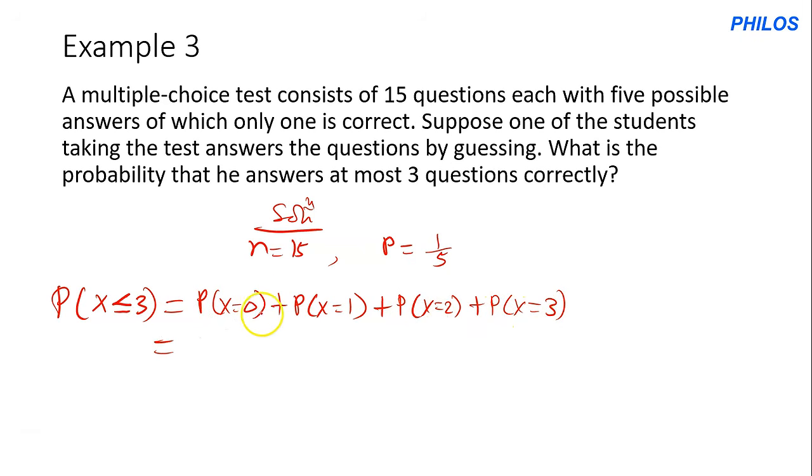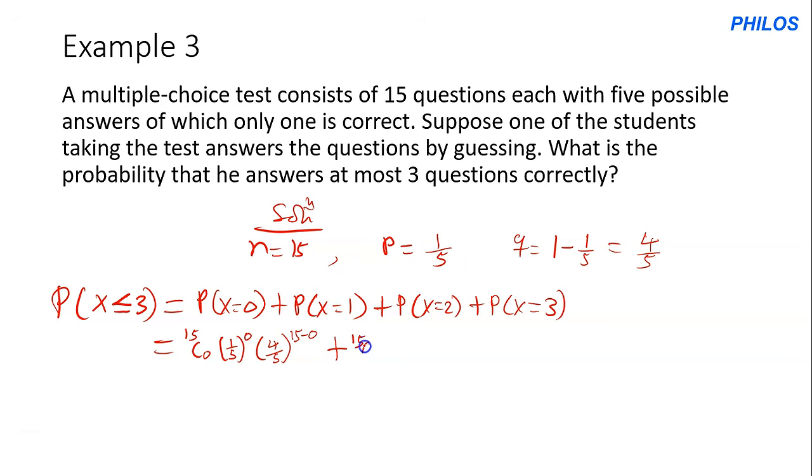Then let's find the probability that x is exactly 0. Our n is 15, so that should be 15 combination 0. The probability of success is 1 over 5, so 1 over 5 exponent 0. Then the probability of failure, Q, is 1 minus 1 over 5, which gives us 4 over 5. So 4 over 5 exponent 15 minus 0. Then plus, we do the same for the probability that x is exactly 1.